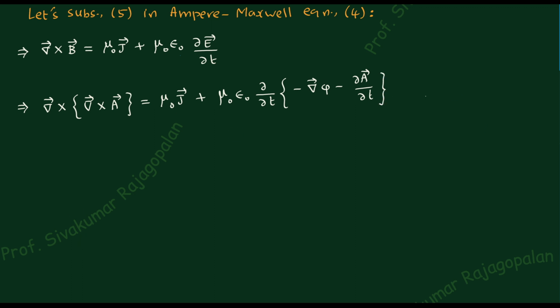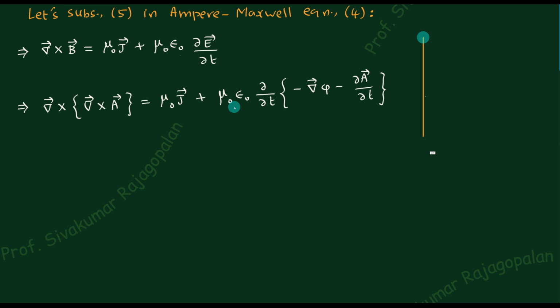And so you can easily see how nicely we are able to eliminate the field. This magnetic field has disappeared, the potential has come here, the electric field has disappeared, and you got the potential. And of course, this is the source term that you have: the charge density and the current density are the source terms that will be there.